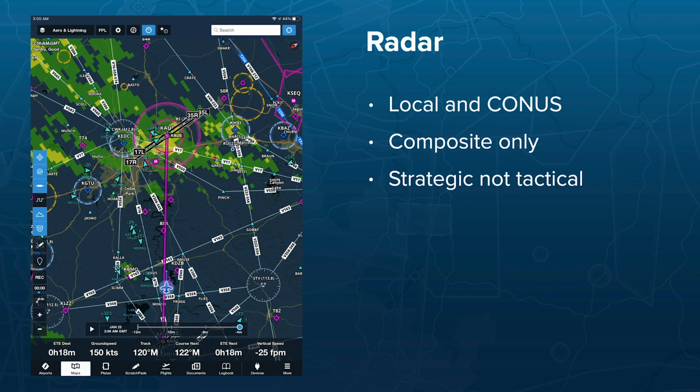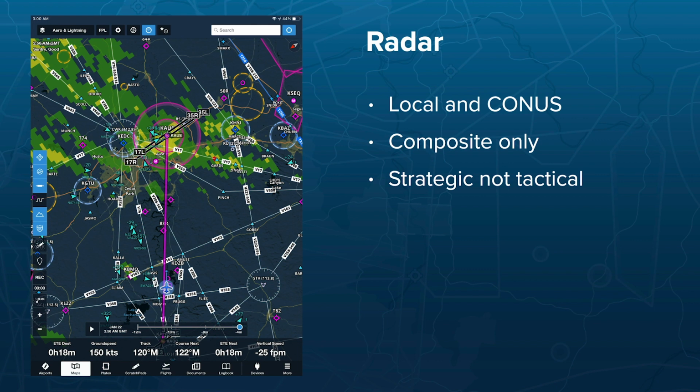So the first, most obvious one, like I mentioned, that a lot of people are very familiar with using, and you may use a radar product at home, is radar. So this here is a screenshot of what ADS-B radar looks like. So one thing that confuses a lot of people, and I often forget about myself while I'm flying, is that NEXRAD radar over ADS-B, there's kind of two flavors of it.